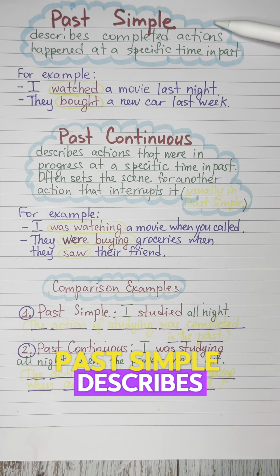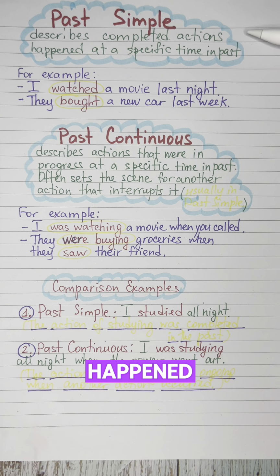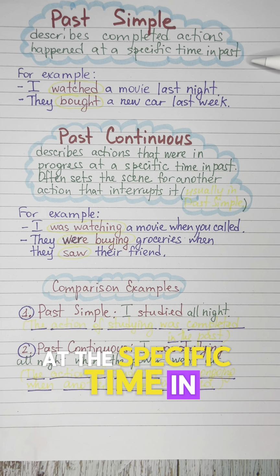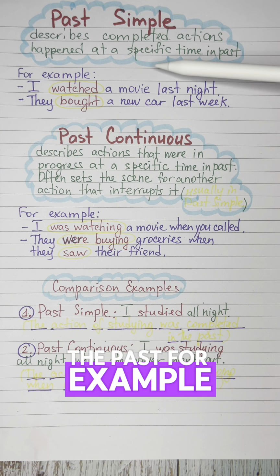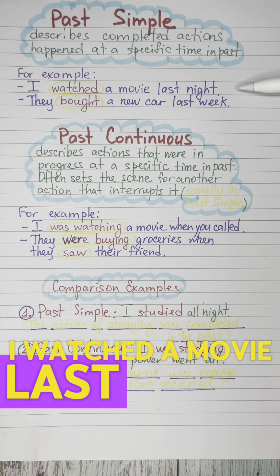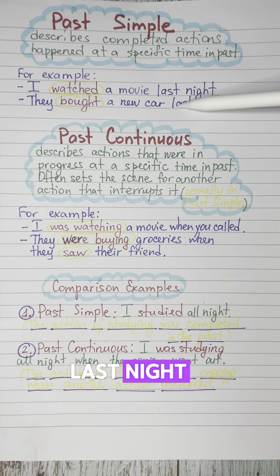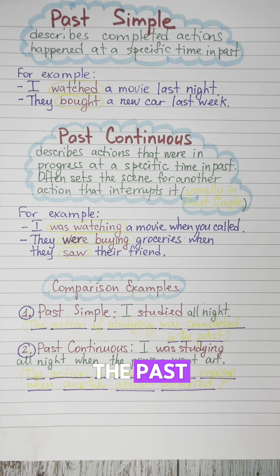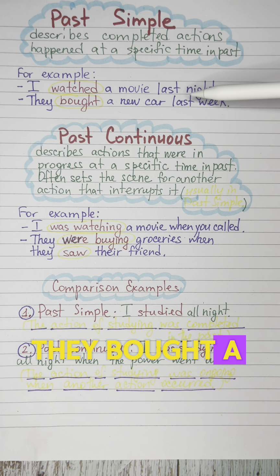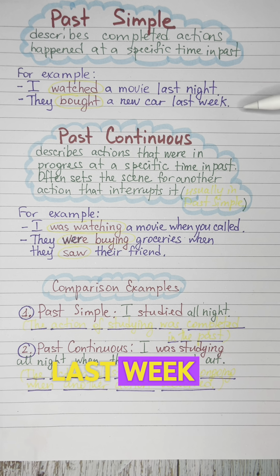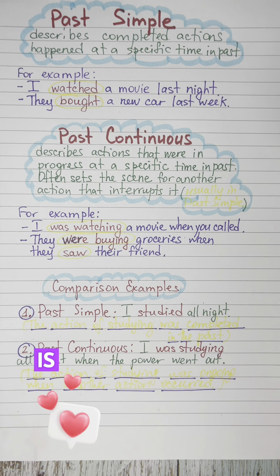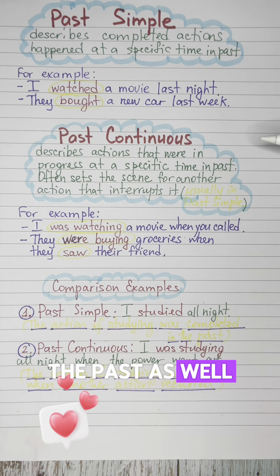Past simple describes completed actions that happened at a specific time in the past. For example, I watched a movie last night. Last night is the specific time in the past. They bought a new car last week. So last week is the specific time in the past as well.